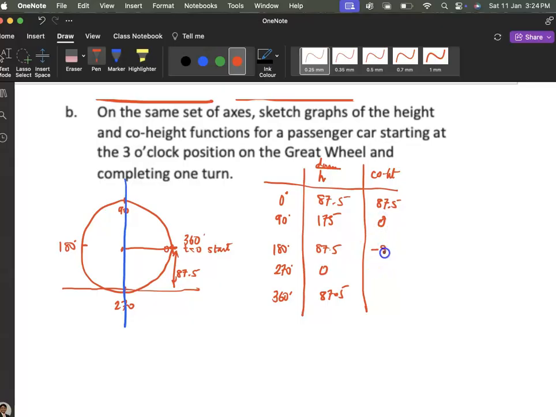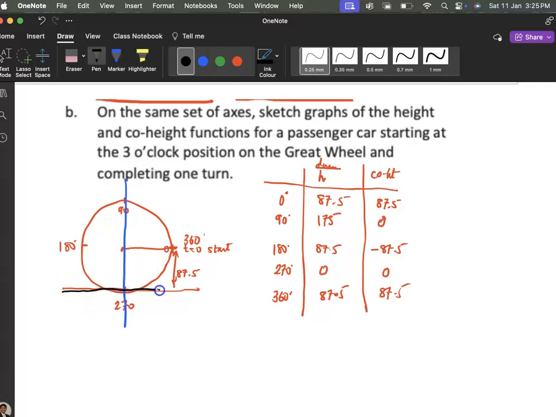But you're on the left, so minus 87.5. And then at 270, you're also 0. And then at 360, you're 87.5. Okay, now I fully understand this. So imagine where you're looking. If you're looking at the co-height, you look at the blue line. If you're looking at the height, you look at the black line.